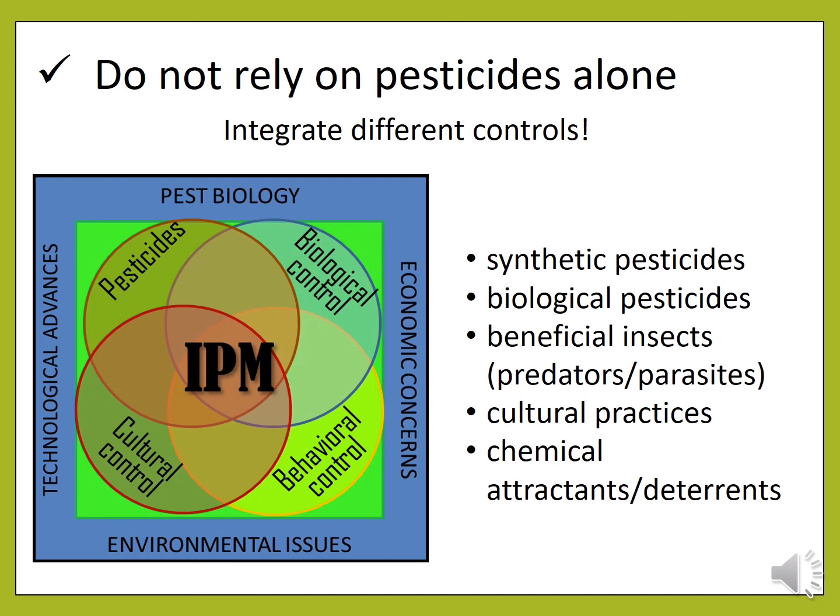And you should not be relying on pesticides alone. It's important that you integrate different controls into your management programs. In addition to synthetic pesticides, there's biological pesticides, there's beneficial insects, there are cultural practices for weeds, you can do hand weeding and so forth, and there are chemical attractants and deterrents that can be used. So by implementing all of these tools together, you have a program that is less susceptible to developing resistance to pesticides.